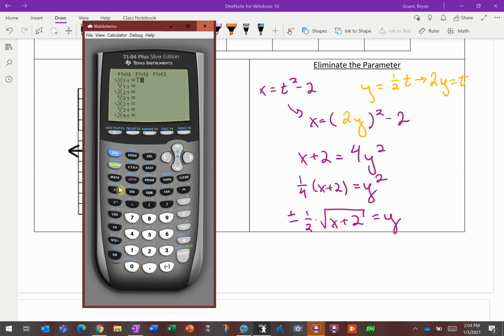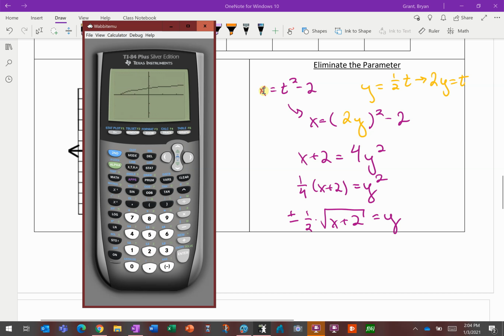Okay, so I need t squared minus 2, and dropping down one further, our y was 1/2 t, or if you want, t divided by 2. When I graph this, look at that. We only see the positive side, though. That's interesting. I wonder why we only see that positive side.